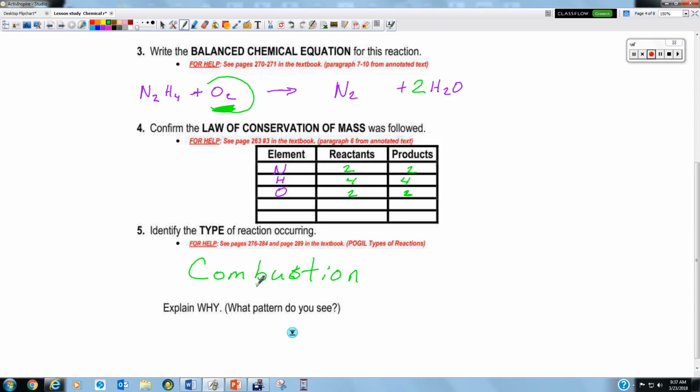I would probably let you get away with single replacement on this one, just because of where it's happening, but it's not really happening in the right way. Hydrogen here goes from being a negative ion to a positive ion, so it doesn't really work for that. And that's why we end up with what we end up with. All right. And so the justification is combustion because it reacts with oxygen.